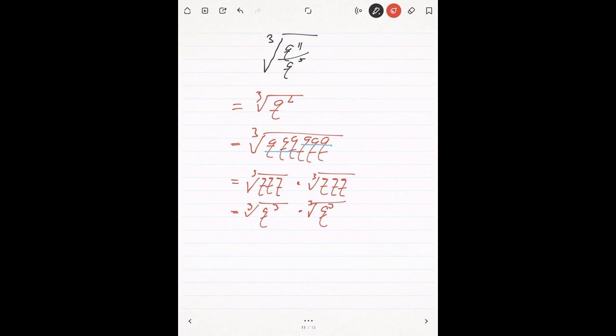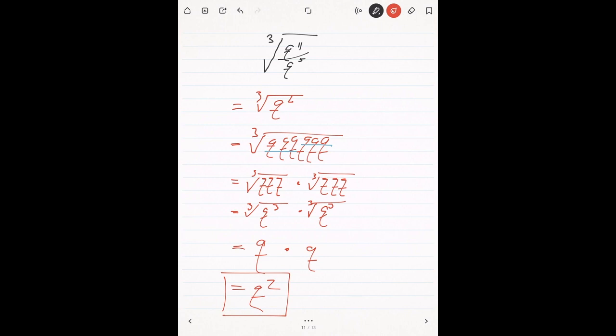I'm wondering why I picked this variable, but okay. That's a tongue twister to say. So the cube root of q cubed is just going to be q. And the cube root of q cubed over here is just going to be q. So our final answer is q squared.